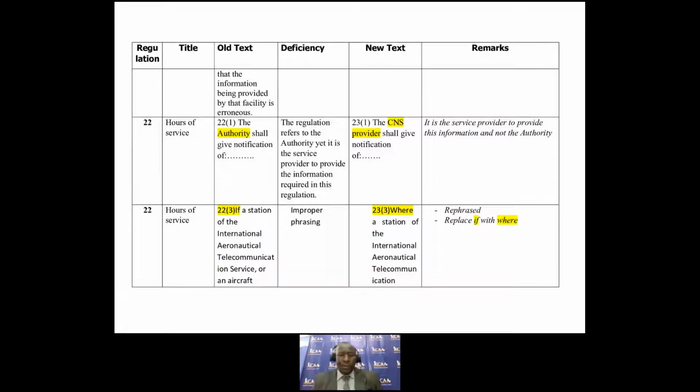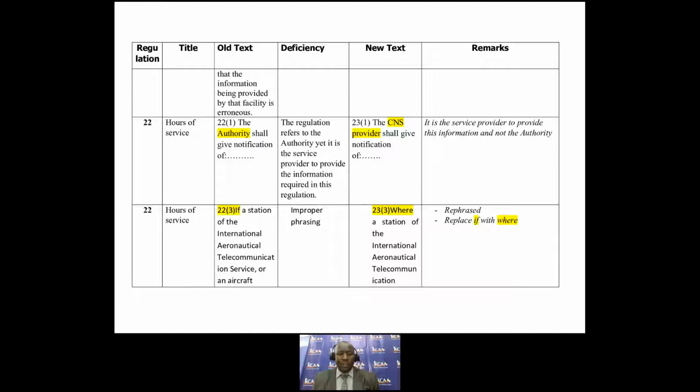Okay, then we move to Regulation 22 with the title Hours of Service. The old text read that the authority shall give notification of the hours of operation. But as you know, this was the text in the annex, and with the annex you are supposed to transpose the standards when doing your national regulations. So there was a mistake. It's not the authority which is supposed to give the notification on times of operation, but whoever is providing the service. So we replaced the word authority with the CNS provider. So it's the service provider to give this information and not the authority. That is the change for that particular regulation.